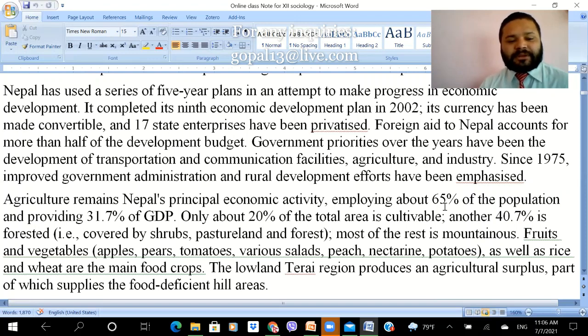Fruits and vegetables, as well as rice and wheat, are the main food crops. The lowland Tarai region produces an agricultural surplus, part of which supplies the food-deficient hill areas. Okay, here there has been an exchange, because whatever resources we can get in the Tarai, the flat land or lowland, are not available in the upper Himalayas. So there has been exchange.